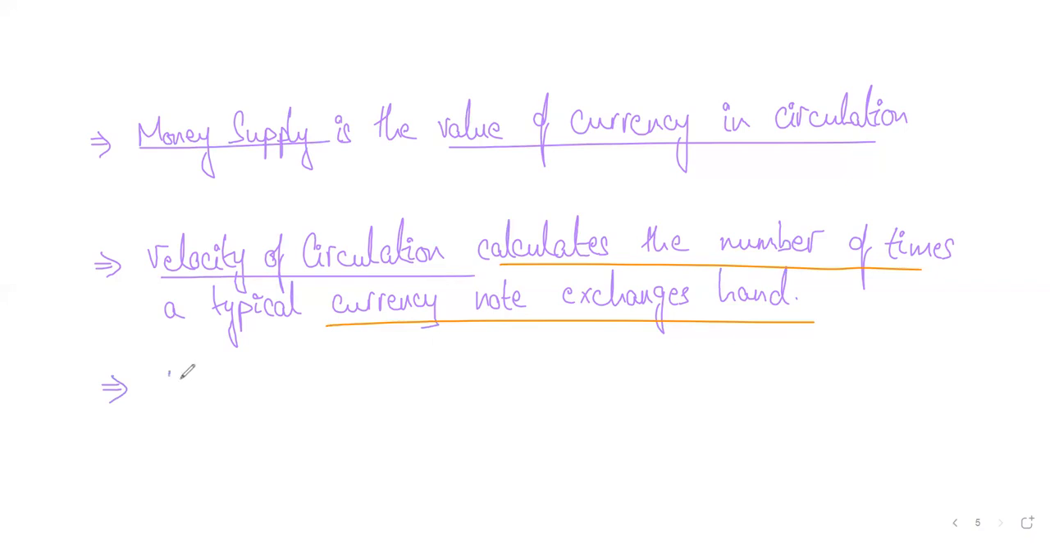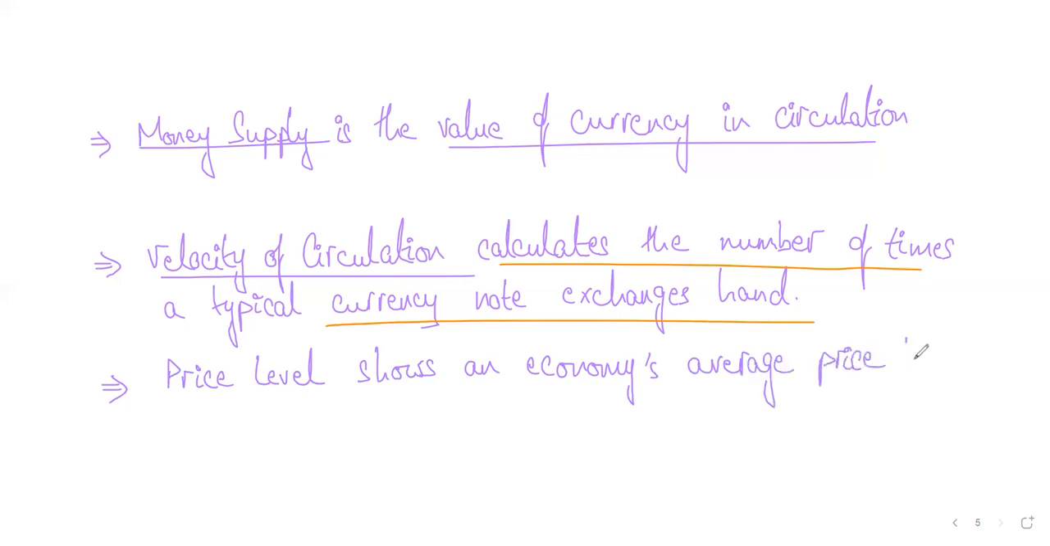Then you have the price level. Price level is the average price level that shows how much is the average price of goods and services in an economy. Price level shows an economy's average price level, right? So think about this.